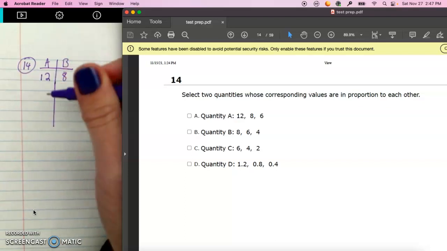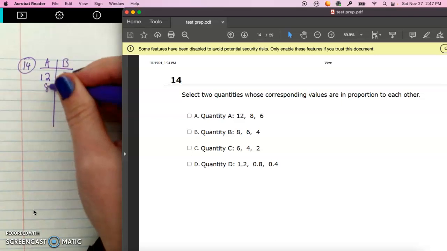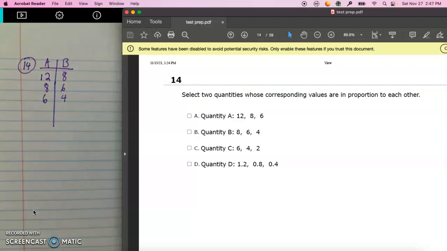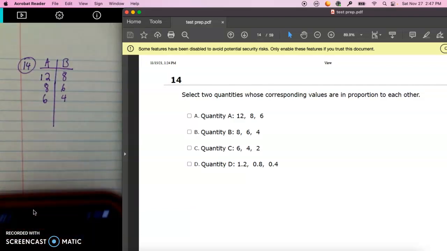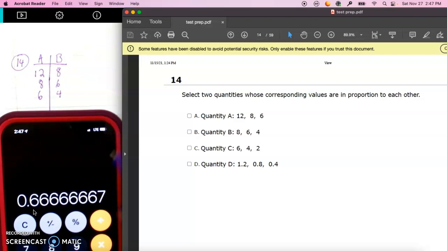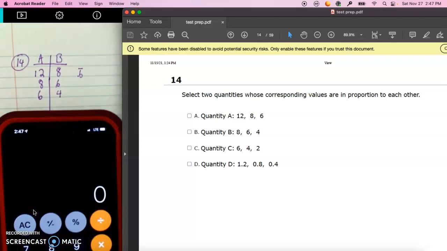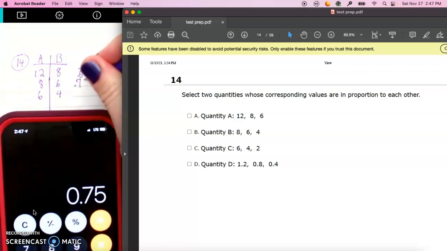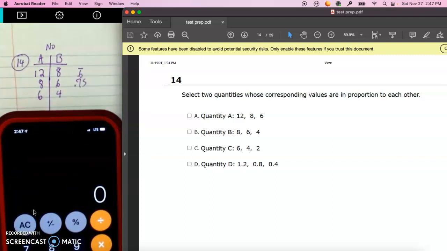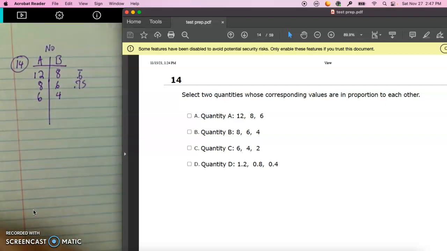I'm going to list all the values for A, which are 12, 8, and 6, and everything for B, which is 8, 6, and 4. Then I'm going to grab my calculator and start dividing to see if these are proportional, yes or no. So, 8 divided by 12 is 0.6 repeating. 6 divided by 8 is 0.75. All right, so this is no. Those two are not proportional to each other. Now, this might seem a little tedious, but we're going to need to check the other ones.